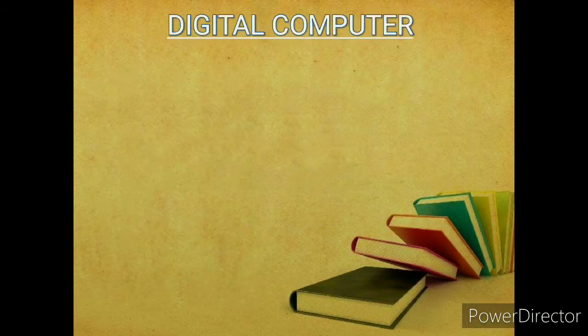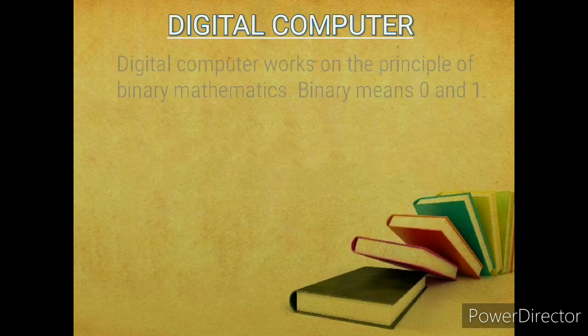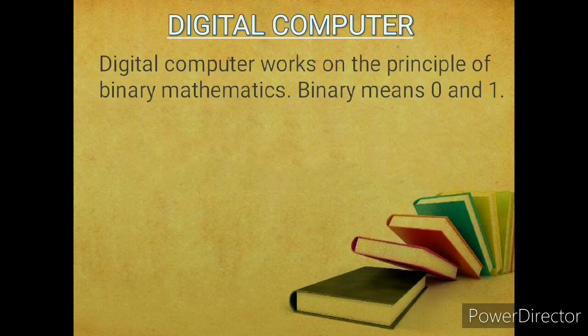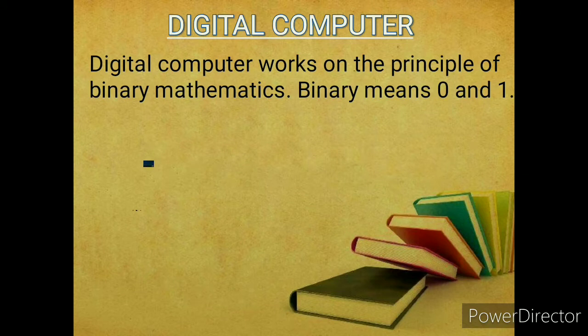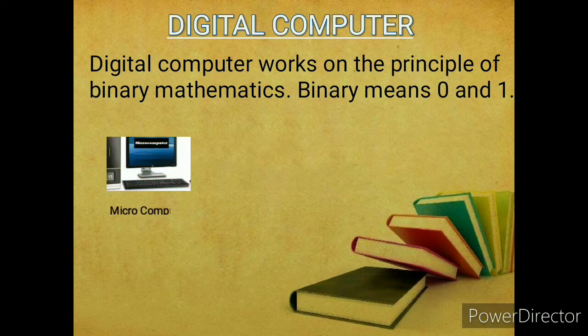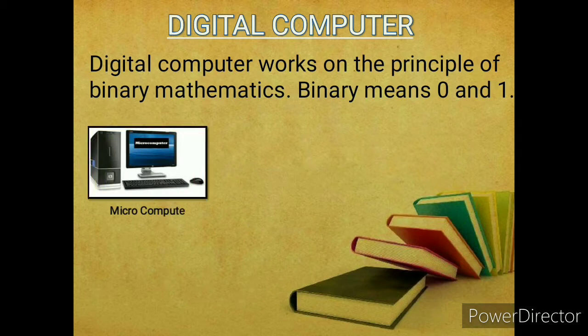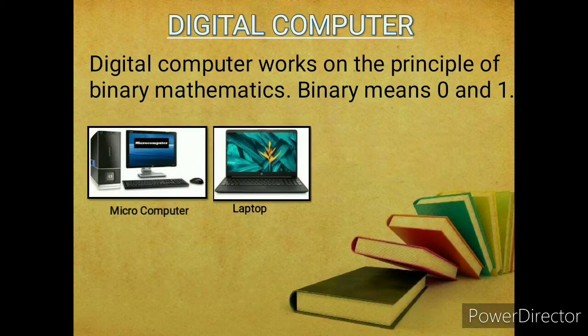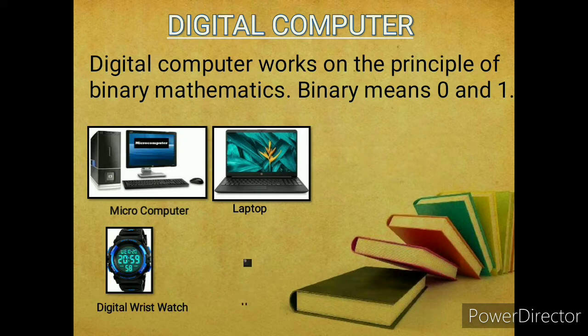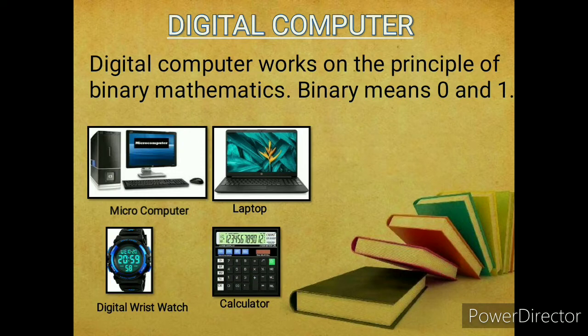Next is digital computer. These types of computers work on the principle of binary mathematics. Binary means 0 and 1. 0 means false and 1 means true. Some examples are microcomputer, laptop, digital wrist watch and calculator. All these machines work on binary mathematics.